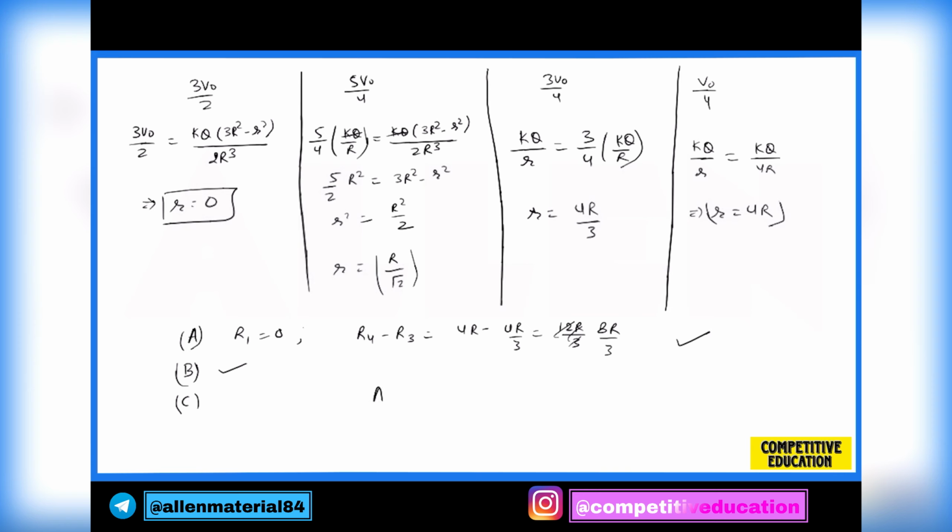So the answer is 1 or 2. JEE made the mistake, and it would have to mark all the examinees who are marking option A or option B. I hope you got the solution.